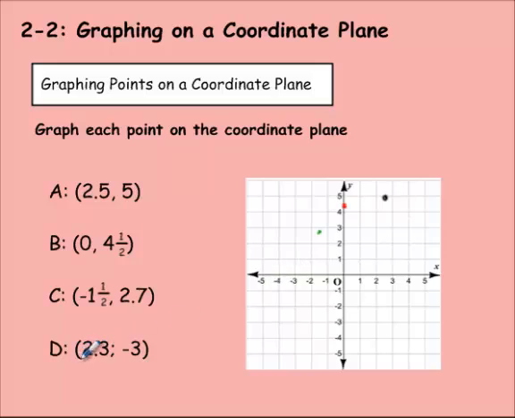Here we have another precise one, +2.3, and then -3. So I'd go over 1, 2, just a little bit over 2, not quite 2.5. And then we're going to go down 1, 2, 3. So this is where I'm going to put the spot for D.